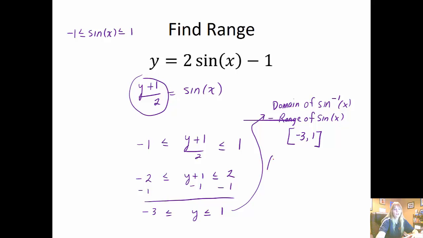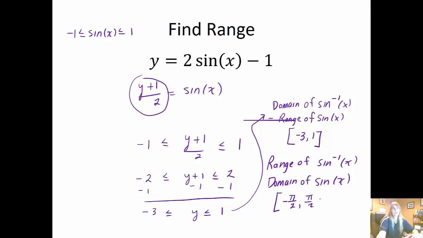And then the range of my sine inverse is the same as the domain of the sine. And remember, when we're dealing with inverses, this is our restricted domain, so that becomes -π/2 to π/2. So if you're asked to find the range of either function, the inverse or the actual function, don't forget this whole deal about the domain of the inverse becoming the range of the function, and the range of the inverse becoming the domain of the function.